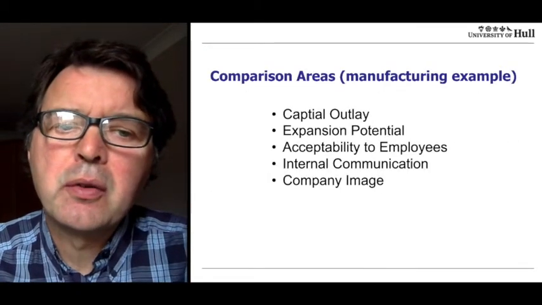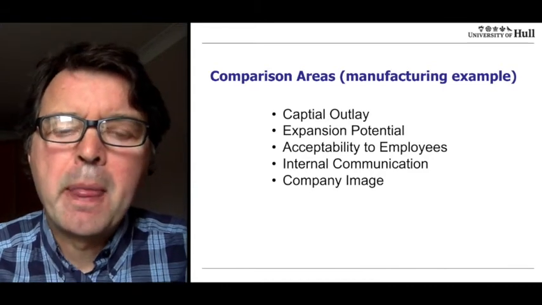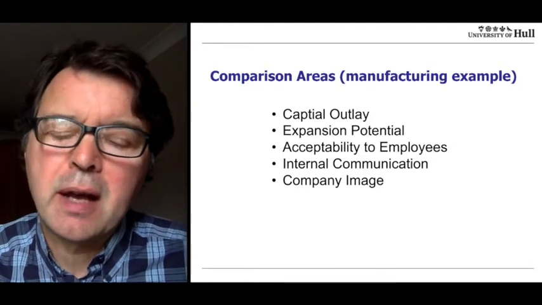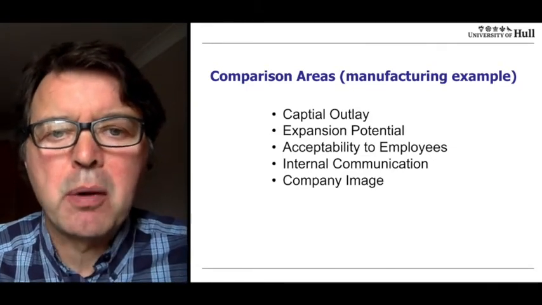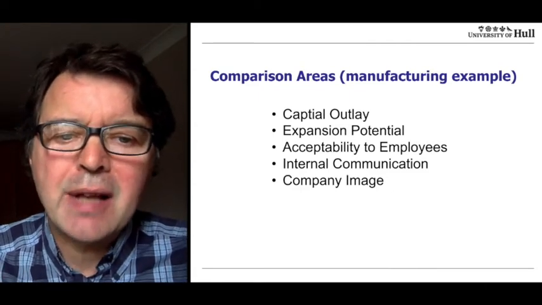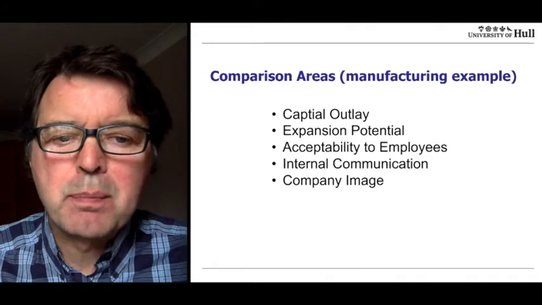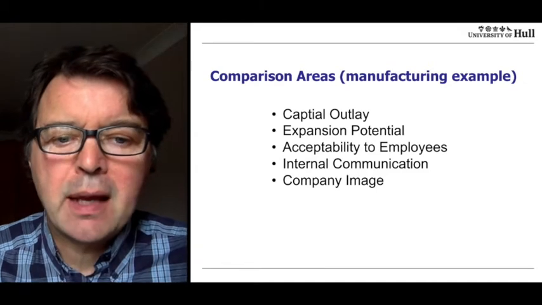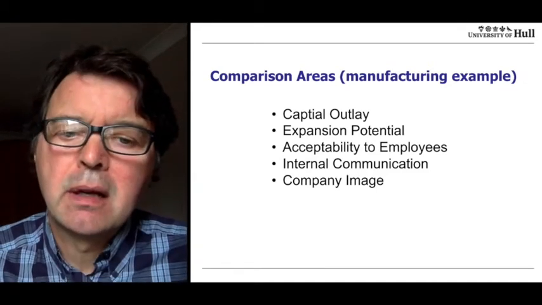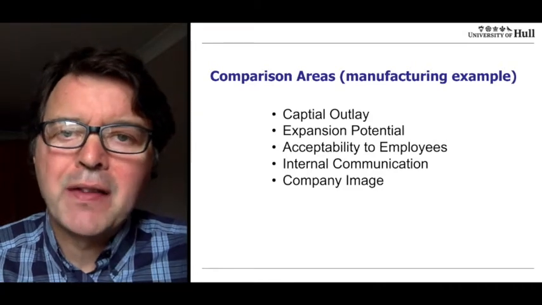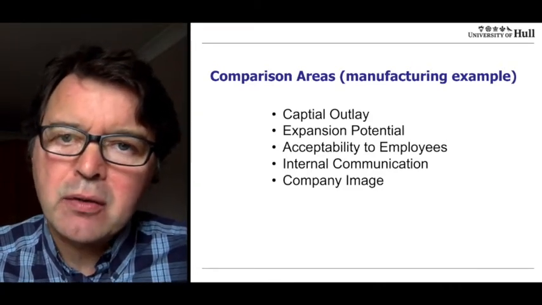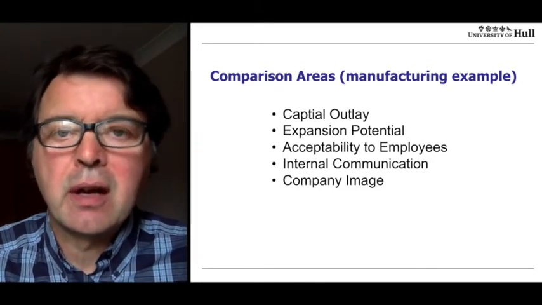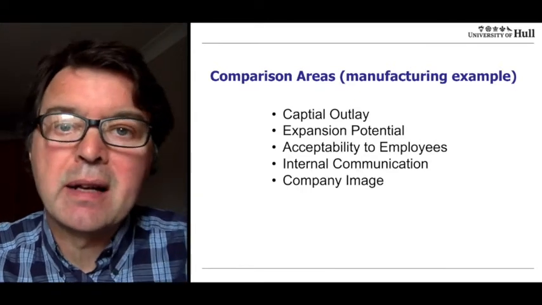So if we go back to the manufacturing example, we have 5 criteria or comparison areas. Okay, so for the managers in this particular problem, they feel that capital outlay, expansion potential, acceptability to employees, internal communication, and company image are the key things that need to be taken into account and evaluated when choosing between the different courses of action that have been identified in the previous stage.